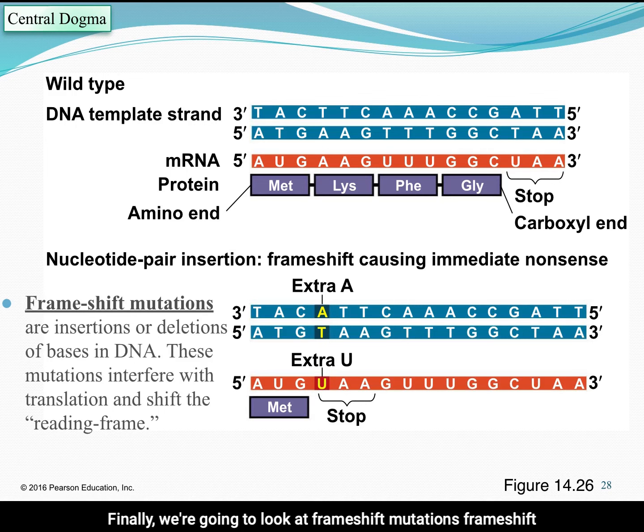Finally, we're going to look at frameshift mutations. Frameshift mutations can be a result of either an insertion or a deletion. These insertions or deletions can result in mutations that change amino acids and can result in silent mutations or premature stop codons. Frameshifts alter how the mRNA is read and therefore can alter all the varying structures and functions of the protein that result from the mutation.